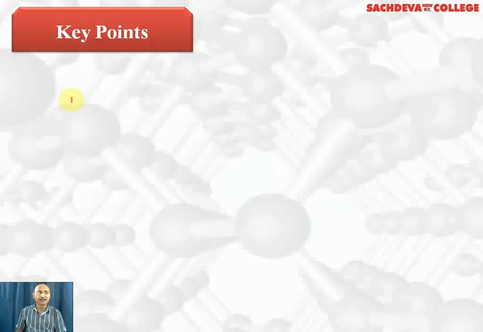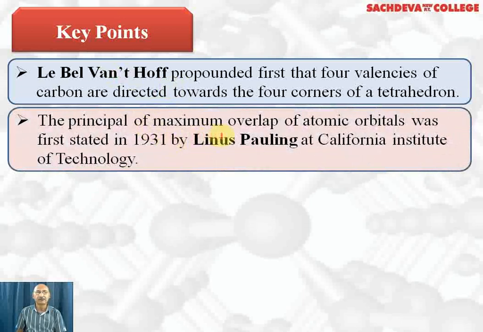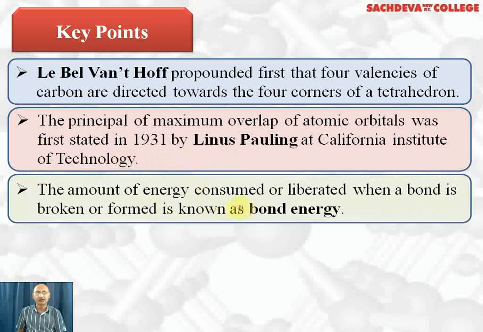Let's take up important points of the discussion which help you in solving questions. Le Bel and van't Hoff propounded first that 4 valencies of carbon are directed towards the 4 corners of a tetrahedron, and van't Hoff got the first Nobel Prize in chemistry for discovering tetravalency of carbon. The principle of maximum overlap of atomic orbitals was first stated in 1931 by Linus Pauling at California Institute of Technology. The amount of energy consumed or liberated when a bond is broken or formed is known as bond energy.